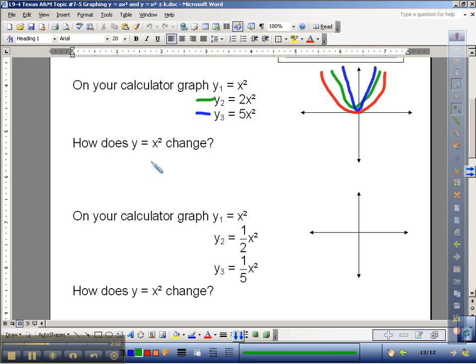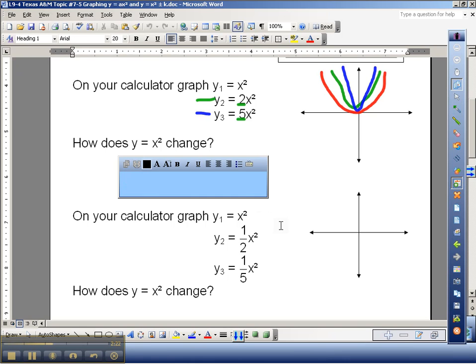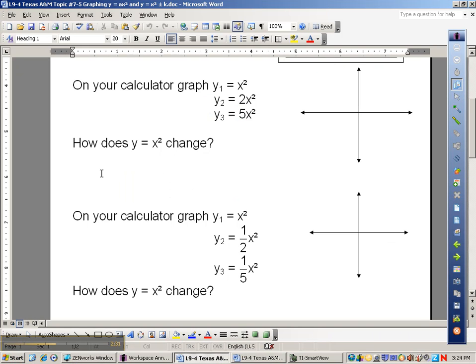How does the graph change each time this number keeps getting bigger and bigger? That's right here. I want you to write in, I'm having computer issues today. Right here, you're going to write in, it gets more narrow.